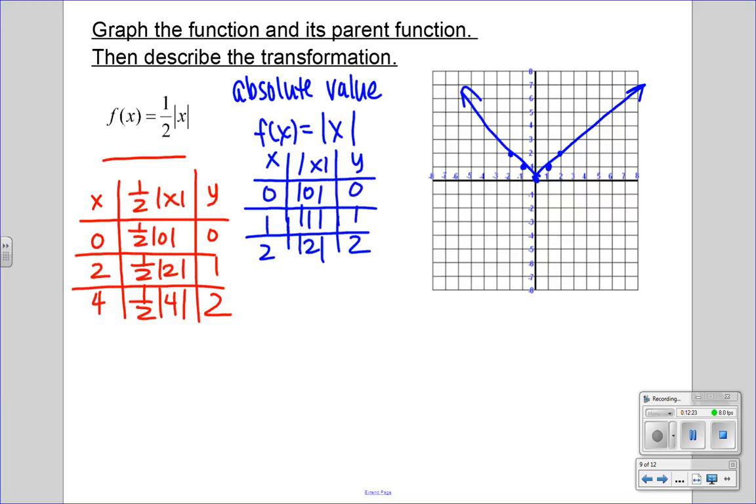So let's do that. We're at 0, 0, 2, 1, and then 4, 2. And let's reflect those over.